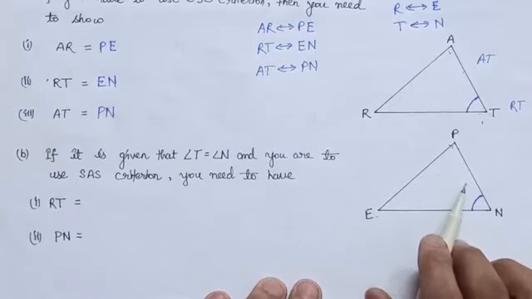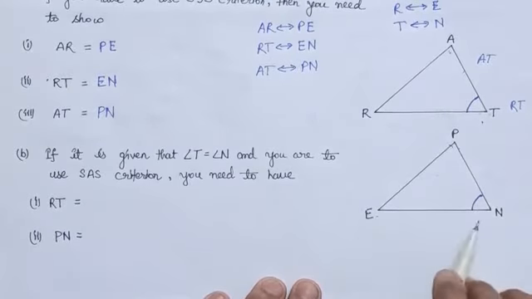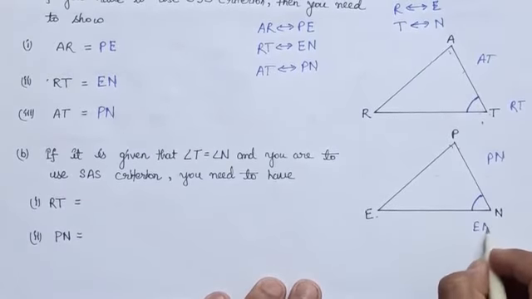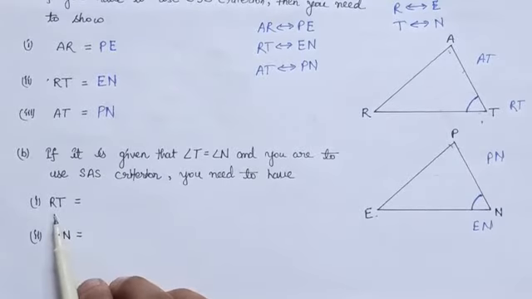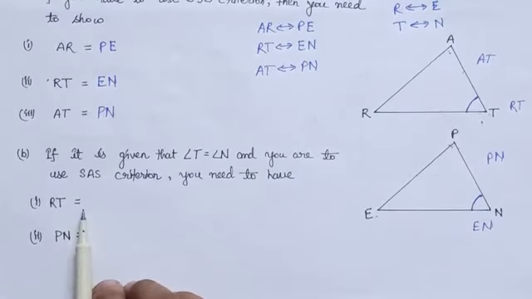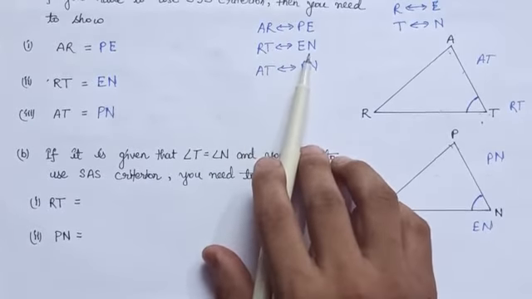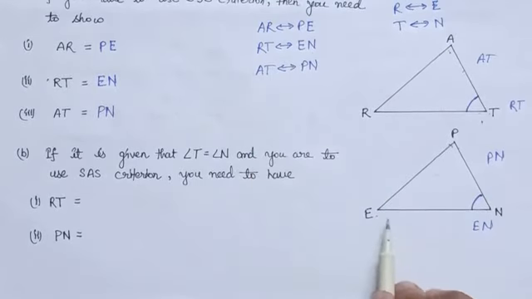Similarly, the sides which include the angle N are PN and EN. Okay. Now here it is asking RT is equal to. So RT must be equal to its corresponding side. The corresponding side is EN. That is, RT is equal to EN.